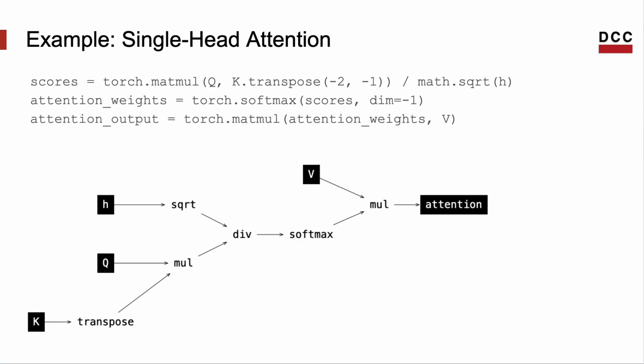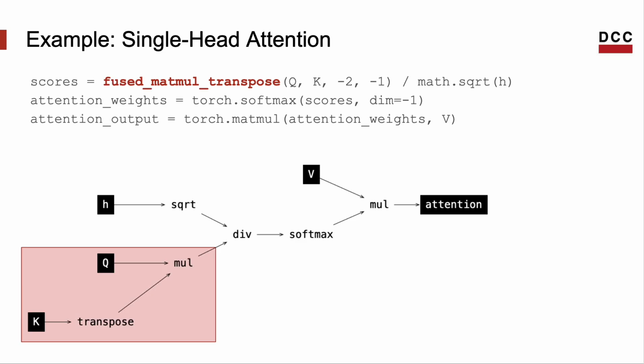Let's look into the PyTorch implementation of this network. Here we have it, with 3 lines of code. Let's focus on the first line. We have two operators, matmul and transpose. Now, let's imagine that in our library of kernels, we have one that actually combines these two. So we could replace these two kernels with a new one that's the fused version of matmul and transpose. So that's fusion in this context.